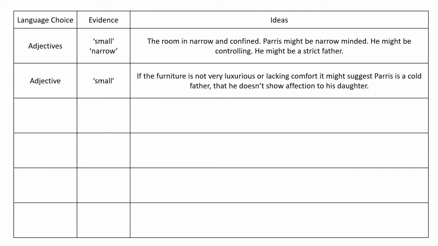Okay, so we looked at the adjective small, and we said that the furniture is quite small, it's not very comfortable, it's lacking luxury. So he could be quite a cold father. He could be very unemotional, he's not very affectionate towards his daughter, he's quite a distant father. Okay.